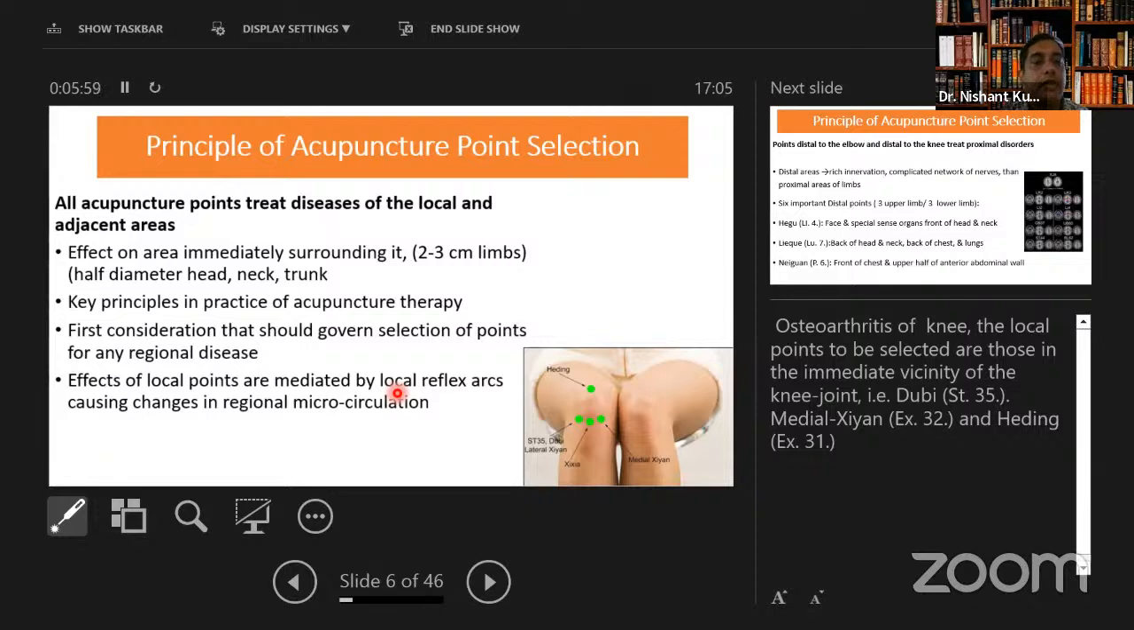disease. Effect of the local points are mediated by, again, the local reflex arc. Again, the same mechanism of acupuncture, causing changes in the local microcirculation. So if you see, this is a patient, if you have to have a knee pain treatment, you have to see points like Dubie point, median xian, lateral xian, है ना? Stomach channel. तो ये सारे channels यहाँ से निकल रहे हैं. तो ये हमारे points होंगे जो कि हमारे knee osteoarthritis को pain में हमको help कर सकते हैं. So this is one way of deciding the points for any therapy.